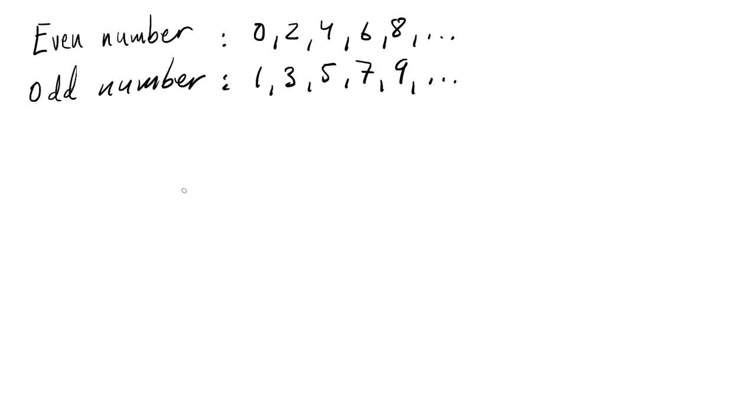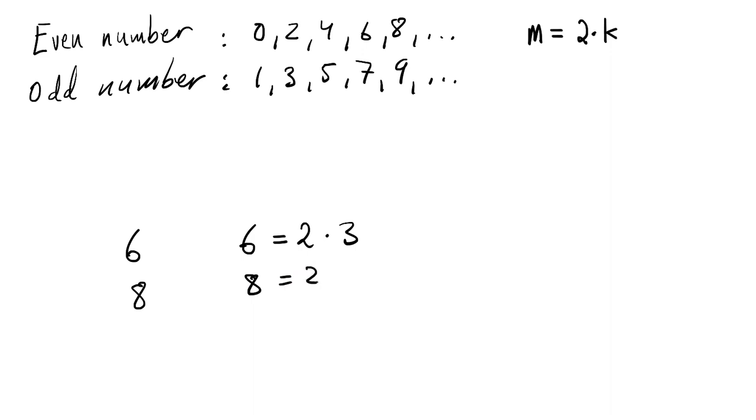Another way of saying this: an even number, let's call it m, is even if we can write it as 2 times another integer. So if I can find an integer and write m as 2 times that, then it's called even. This is the definition of even. For example, 6 is even, since I can write 6 as 2 times 3. And 8 is even, since I can write it as 2 times 4.